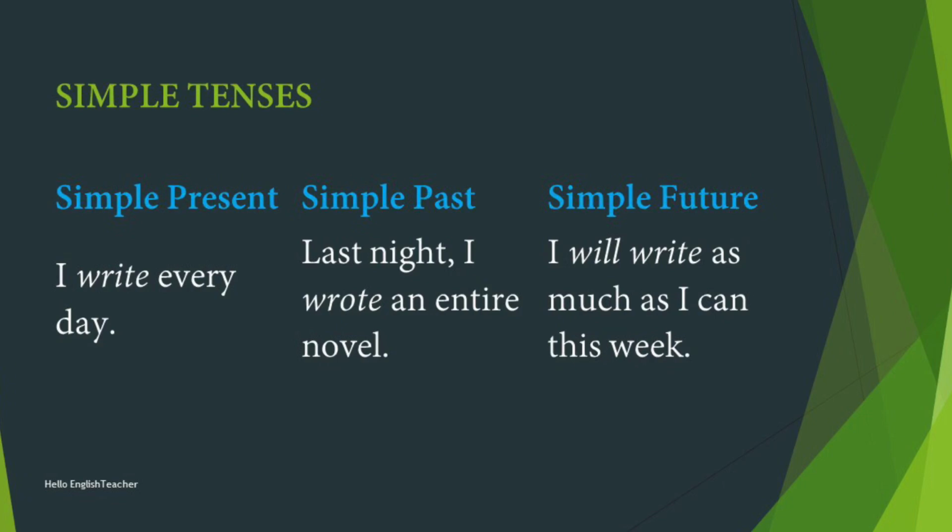Some other examples are like the example I have given here: I write every day. So, write, you can see that the verb is in its basic form. I write every day, I read every day, I walk to school every day, I do not play every day. So, all these are the examples of simple present tense.